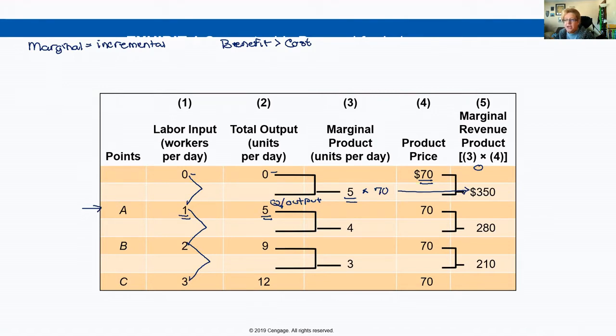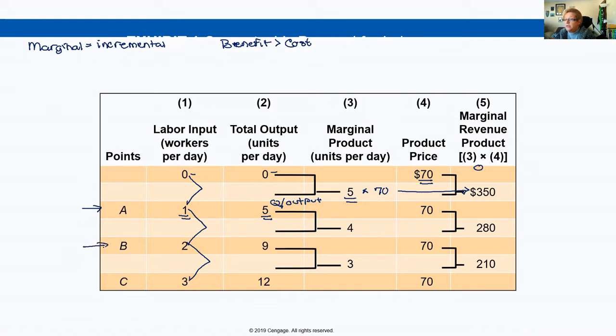So depending on, again, how much labor costs us, would we hire that one worker? If they cost us, say $10, okay, then we definitely would, because the cost of $10 is less than the benefit of that worker.